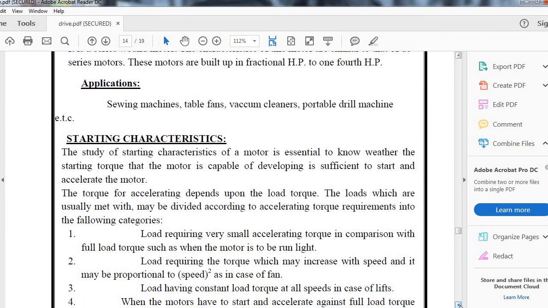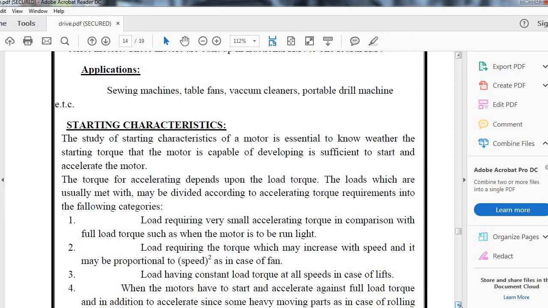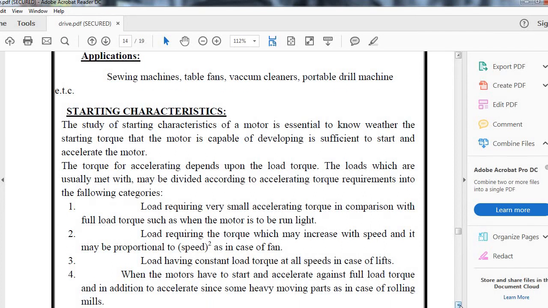Another classification is a load having constant load torque at all speeds, as in the case of lifts. Fourth is when the motor has to start and accelerate at full load torque, and in addition, since some heavy moving parts are there, it may require higher starting torque also, as in the case of rolling mills.